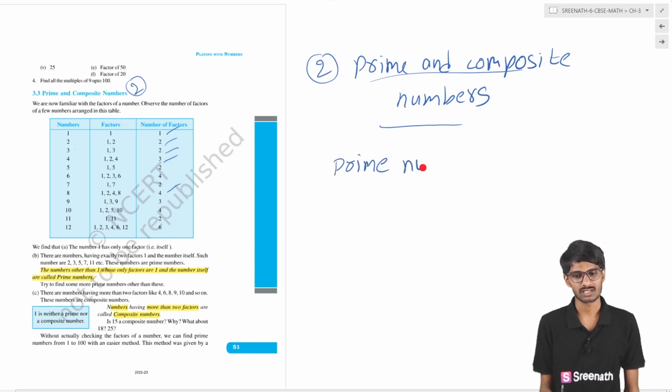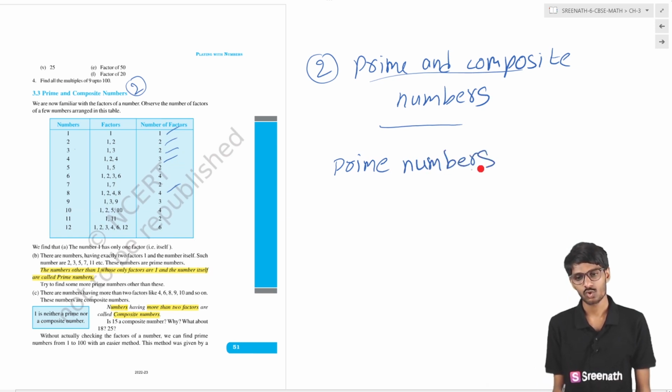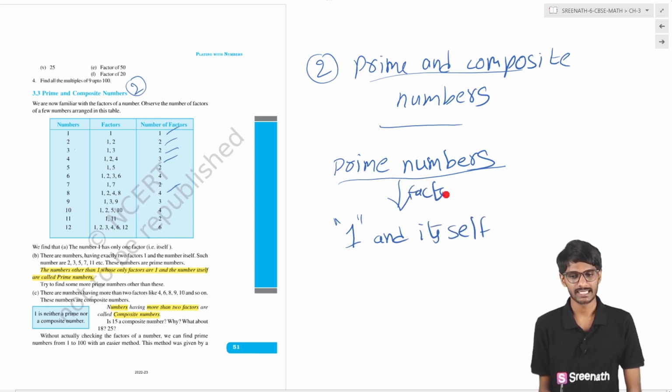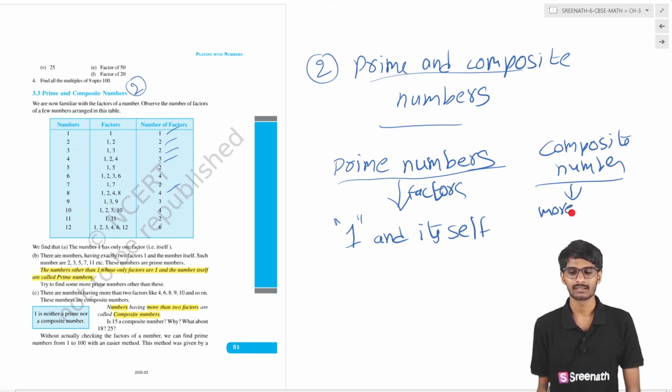So now, what are prime numbers? Prime numbers are numbers whose only factors are 1 and itself. If any number has only 1 and itself as factors, then we call it a prime number. Then what are composite numbers? Composite numbers have more than two factors.